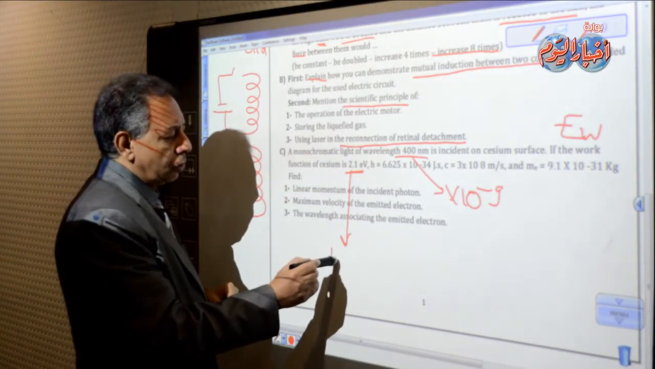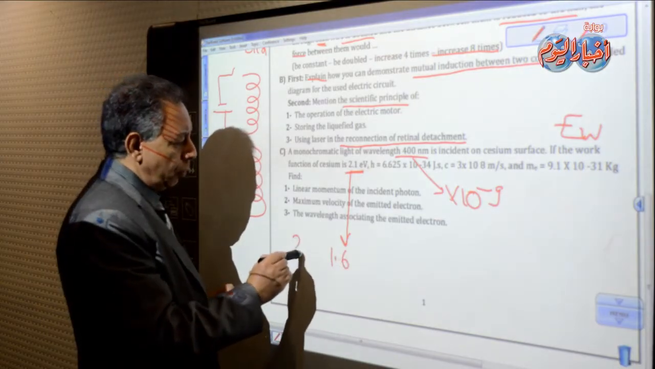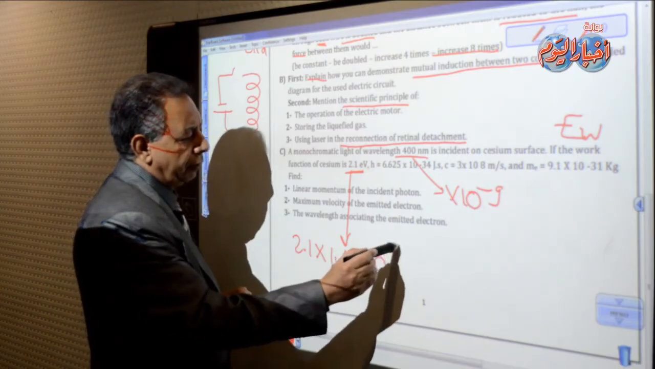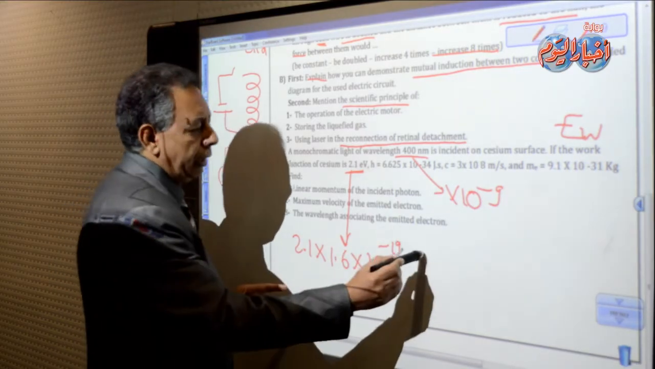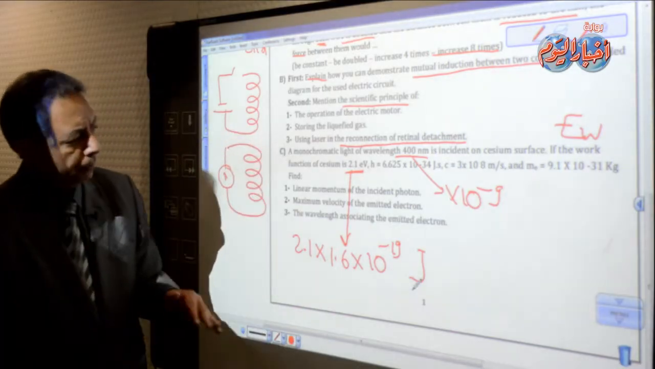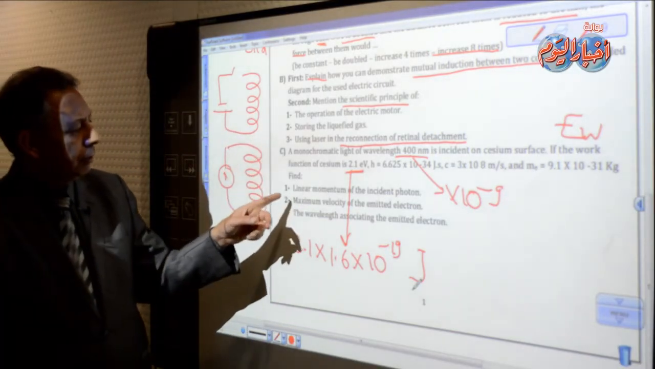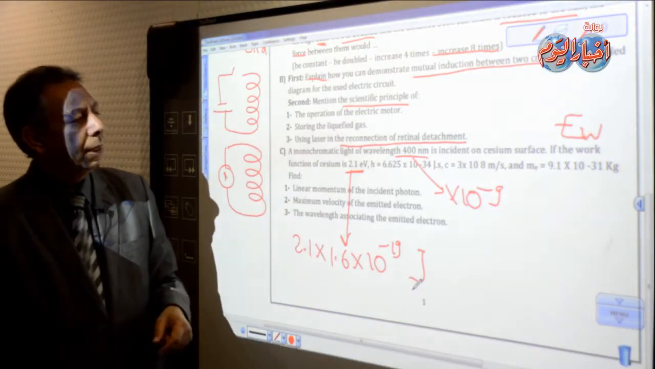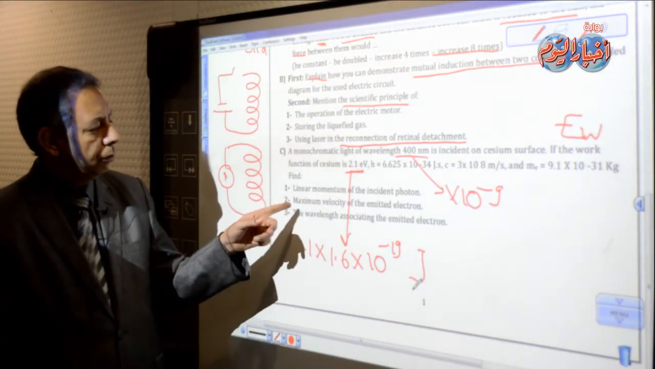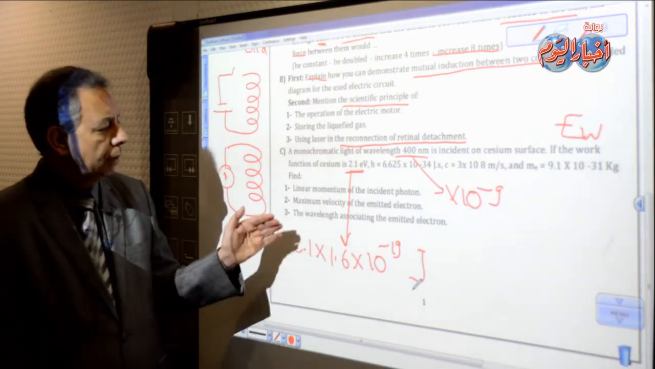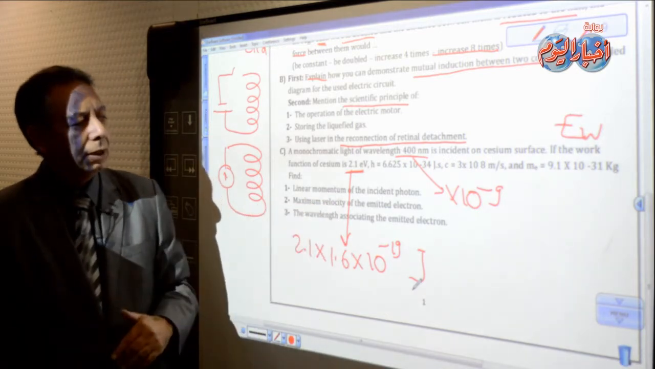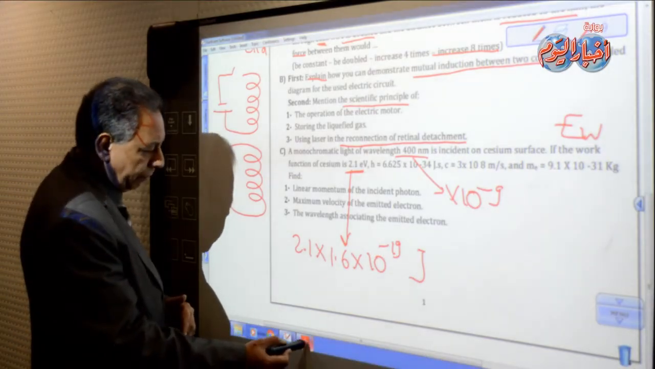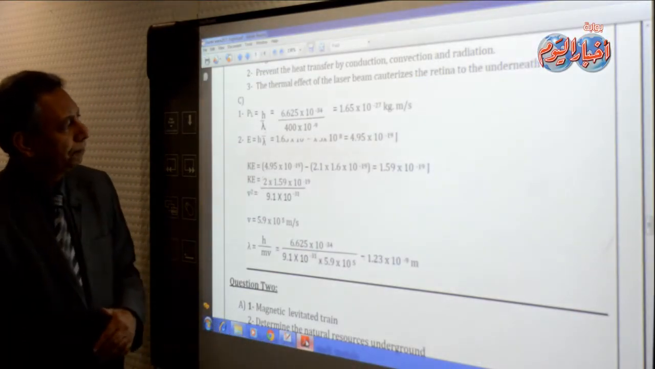And to convert it, multiply 2.1 by 1.6 times 10 to the power -19. This way, we converted it into joules. So that is the given. And the first question is to find the linear momentum of the incident photon. The second question, to find the maximum velocity of the emitted electron. And finally, the wavelength associated with the emitted electron. So let's have a look at the answer.